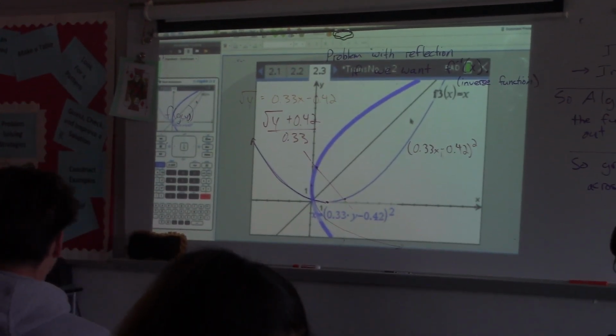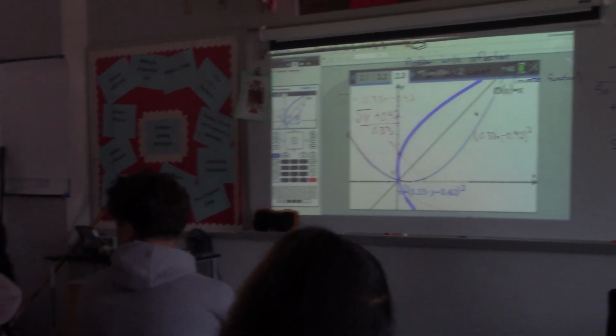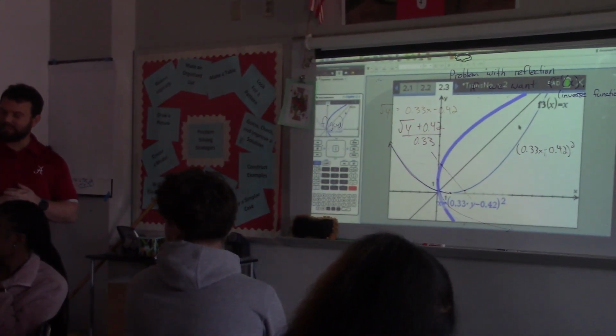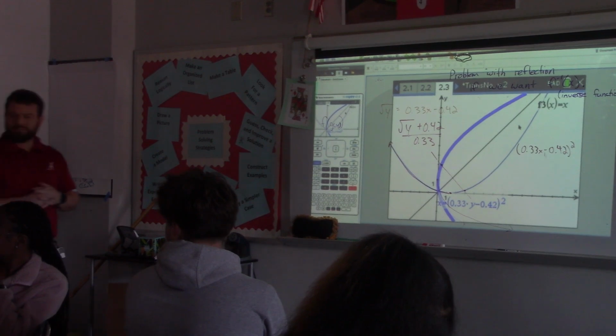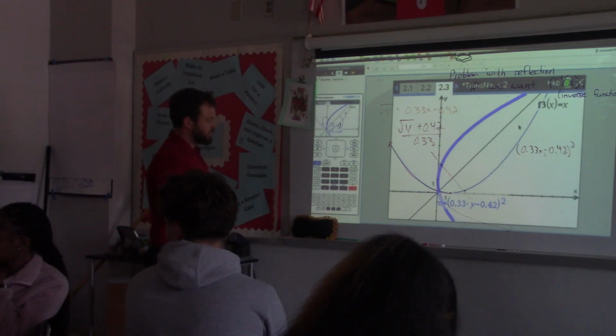So, what did you think? Well, Landon's right. What's Landon right? That's not kind of blatant. The reflection is a line. Is that a line? Yes. When you say line, usually the inverse, that's what they look like.